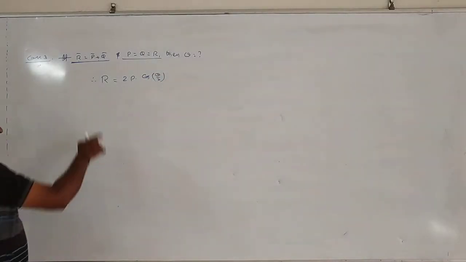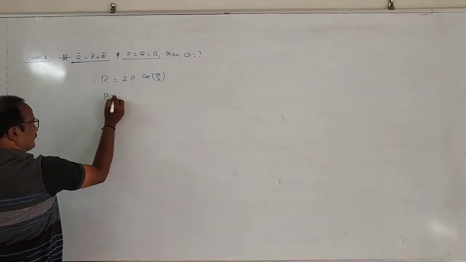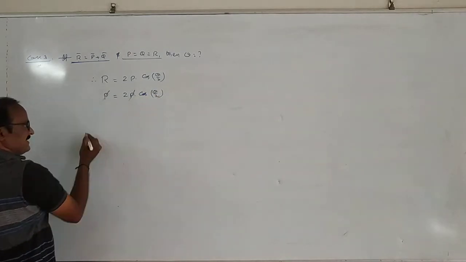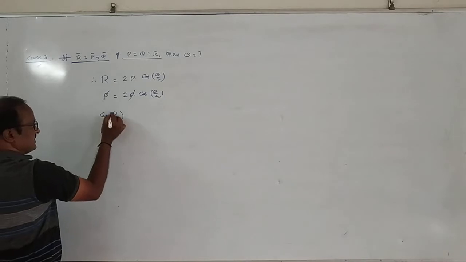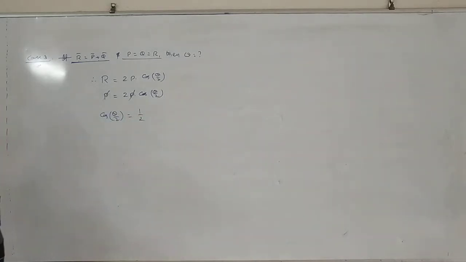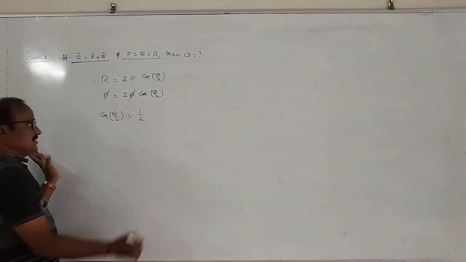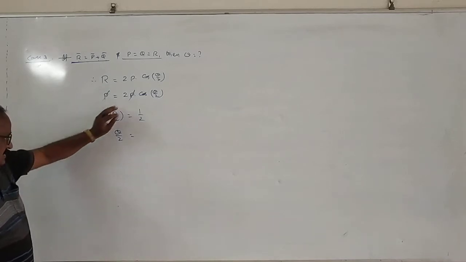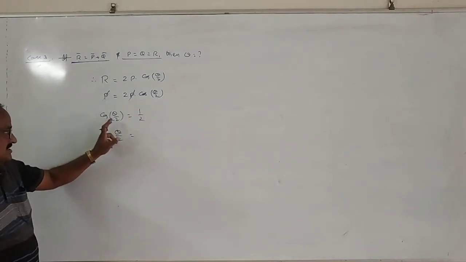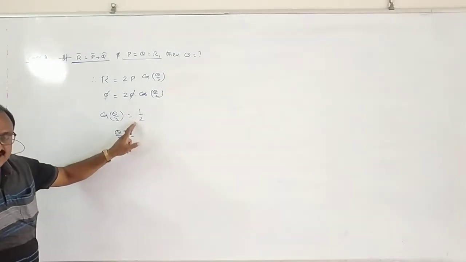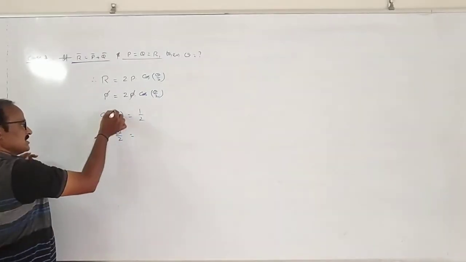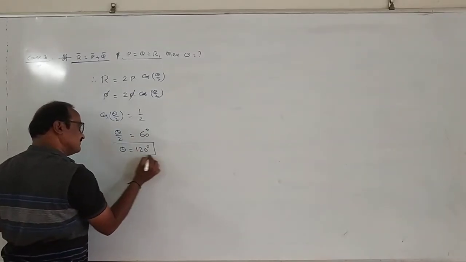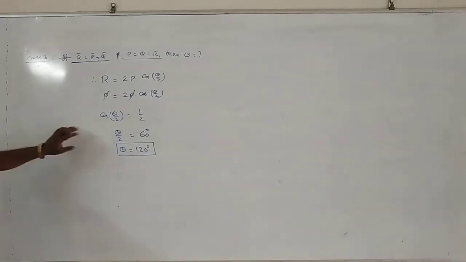But here once again, R is also replaced with P. P is equal to 2P into cos theta by 2. On both sides P and P cancel. Then cos theta by 2 is equal to 1 by 2. Again, what is the value of theta by 2? How much should cos be to equal 1 by 2? Cos 60 is equal to 1 by 2. That's why theta by 2 is equal to 60 degrees, and theta is equal to 120 degrees. Okay? The angle between the two vectors is equal to 120 degrees.